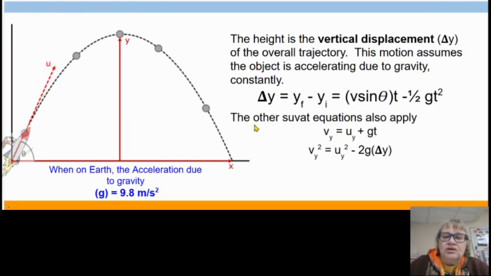You're also going to use the kinematic equations. The two that really apply are that the velocity in the y direction is equal to the beginning velocity plus gravity times time, or you have the ending velocity in the y direction squared equals the beginning velocity squared minus 2 times g, 9.8, times the change in the distance, the displacement.